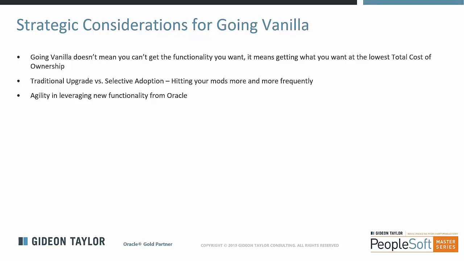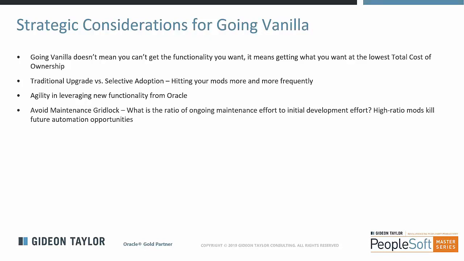Again, going vanilla doesn't mean you can't have your custom behavior. It means that you do it in a way that doesn't get in the way of upgrades. You want to do this to help avoid maintenance gridlock, which is my own term to refer to the fact that when you build something that requires a lot of technical maintenance, that bites into your ability to use those technical resources to build more automation.